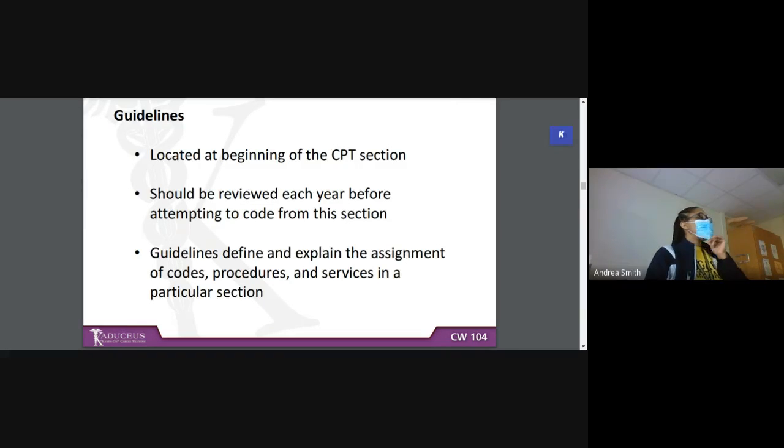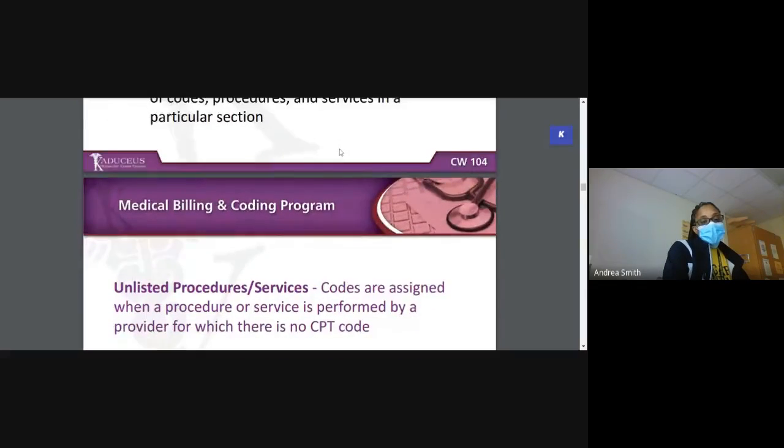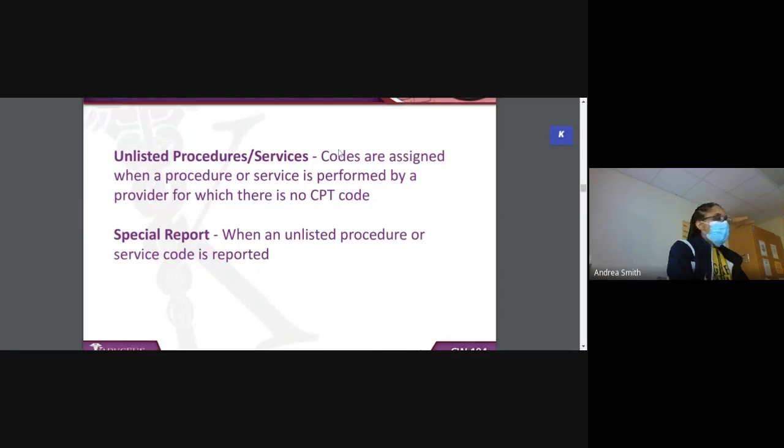Guidelines define and explain the assignment of codes, procedures, and services in a particular section, which is pretty much what I just said. Now, these two terms are important. Unlisted procedure services are codes assigned when a procedure or service is performed by a provider for which there is no CPT code.